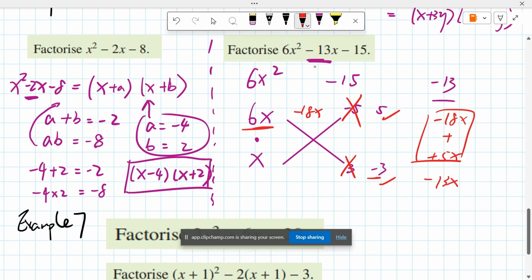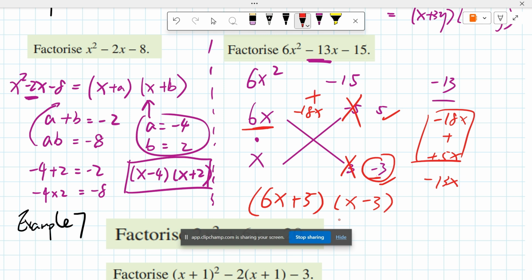So that means 6x plus 5 and x minus 3, because there's a minus 3 in here. Because you do cross product, you make them multiply and add together, and that will be your final answer.